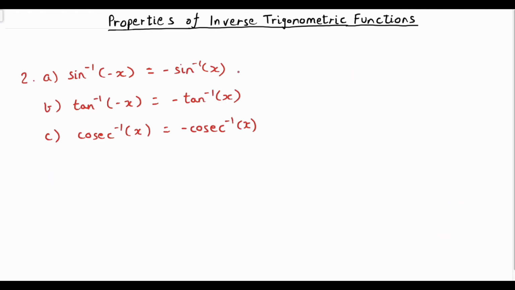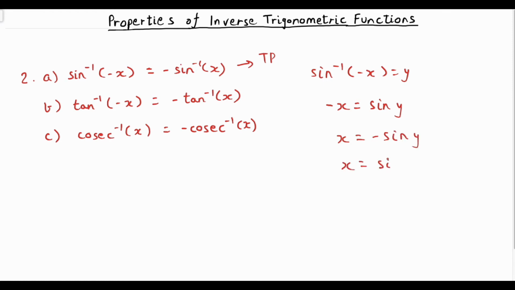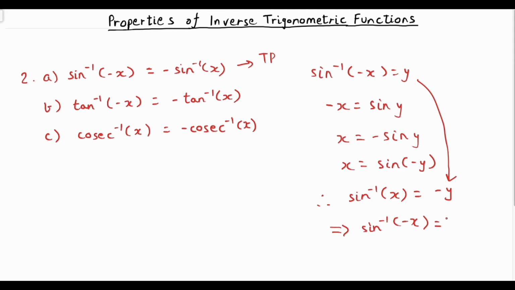So here is the next batch of inverse trigonometric formulas. To prove the first one, assume that sine inverse minus x equals y. So minus x equals sine y, x equals minus sine y. Then this can be written as sine of minus y, since sine is an odd function. So therefore, sine inverse x is equal to minus y, and y is sine inverse minus x. So sine inverse minus x equals minus sine inverse x. You can prove the second and the third formulas using the same method.